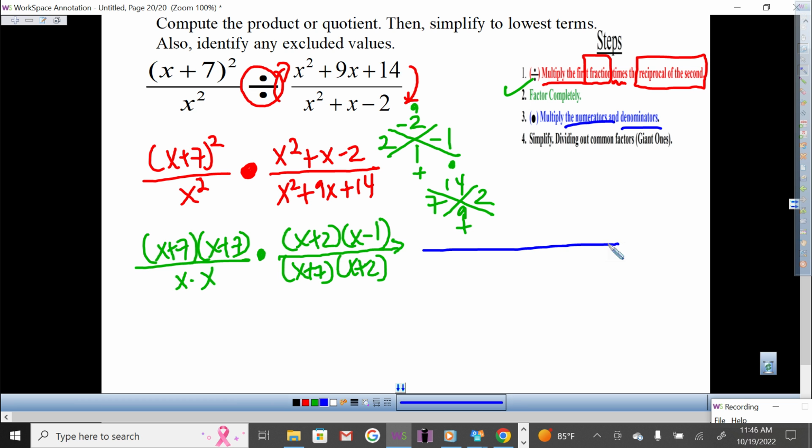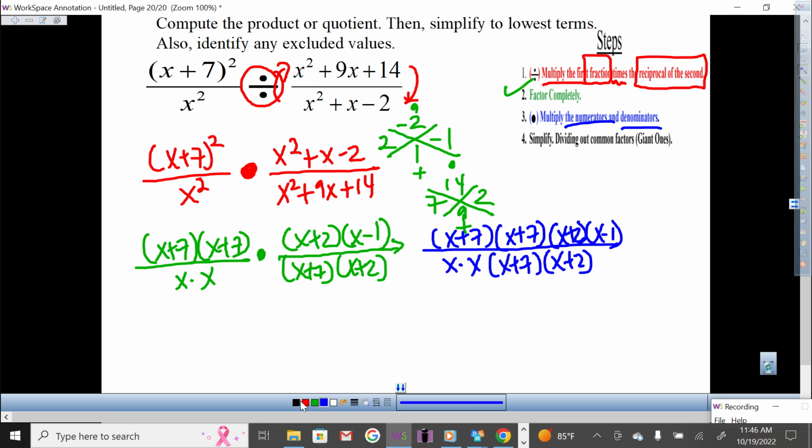Tell me what to write for the numerator. Lorena, go. X plus 7, x plus 7, x plus 2, x minus 1. And the denominator, since we're going on, x, x plus 7, x plus 2.